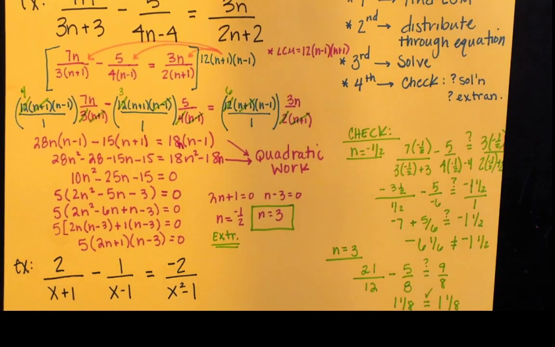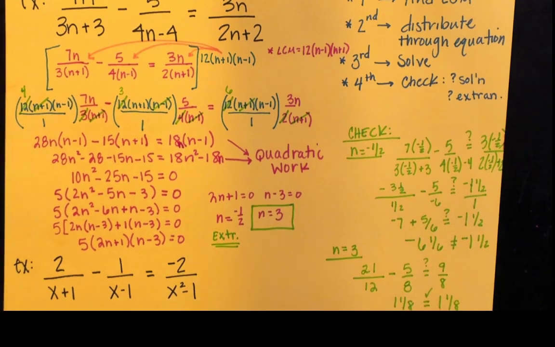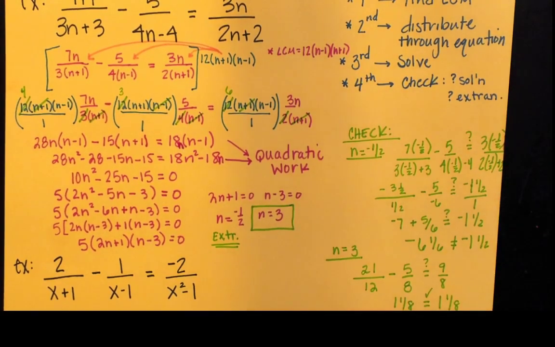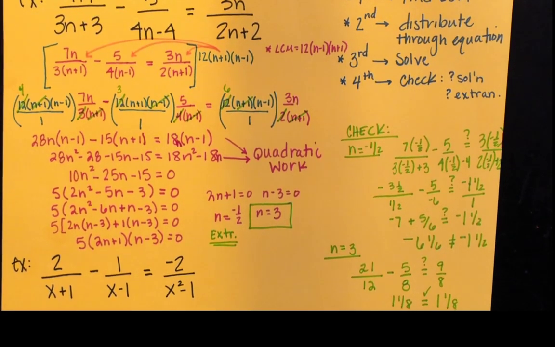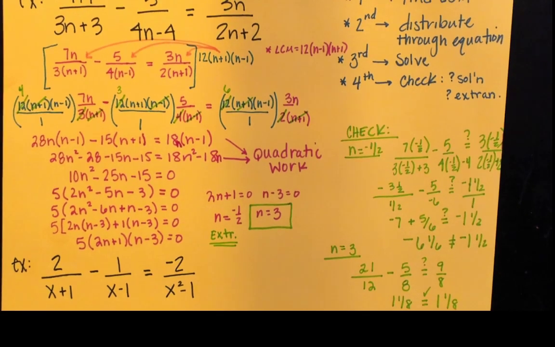All right. Next one. We're going to go ahead and walk ourselves through 2 over x plus 1 minus x minus 1 over x minus 1, and then equals negative 2 over x squared minus 1.